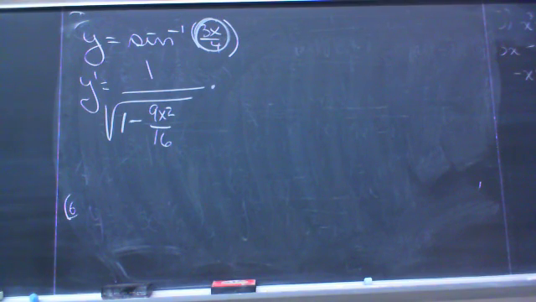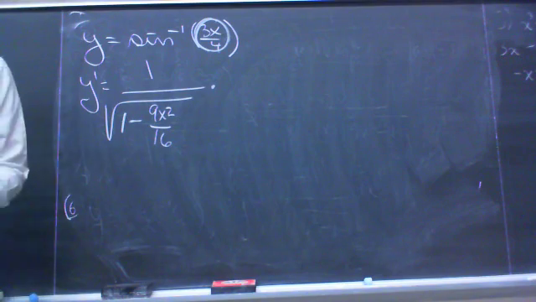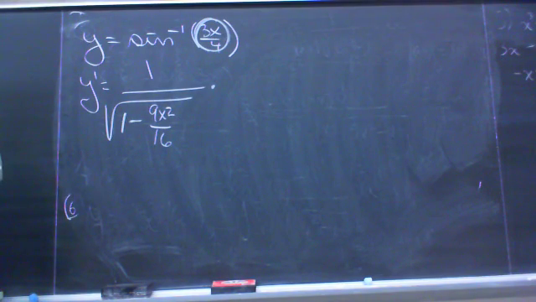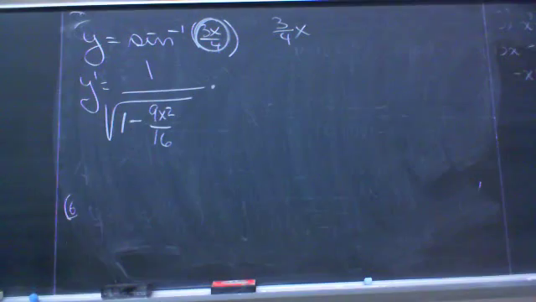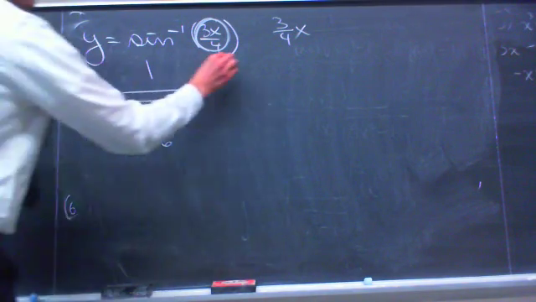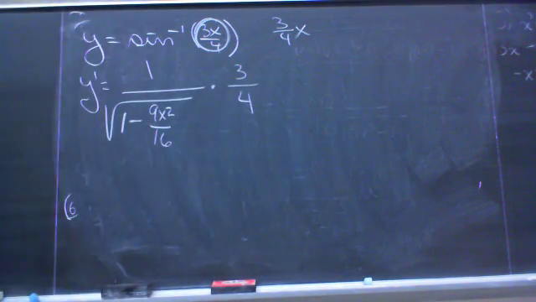What's the derivative of 3x over 4? Yeah, 3/4. It's the same thing as 3/4 x, right? 3/4 x is the same thing as 3x over 4. So the derivative would be 3 over 4. Now you're not done. The rest of it's all algebra. That's the derivative. It's pretty easy usually.